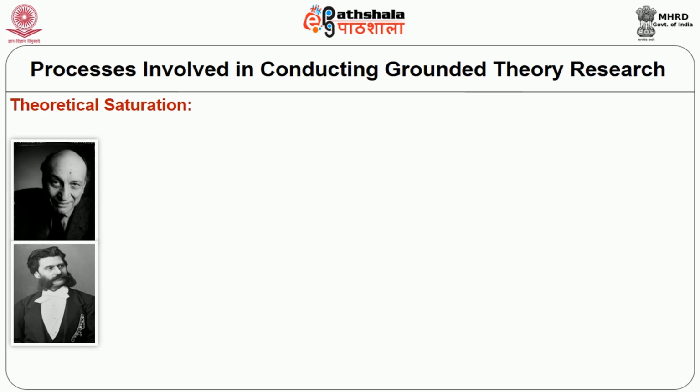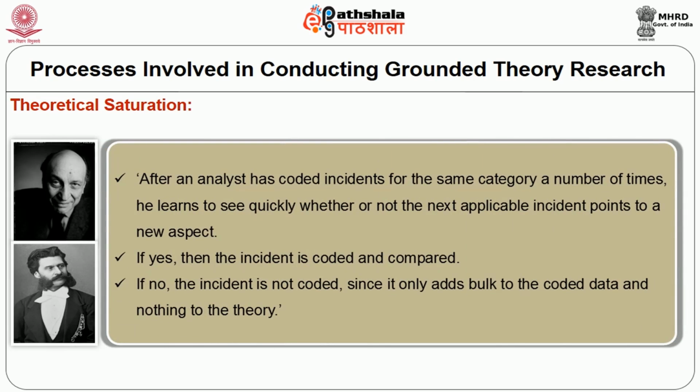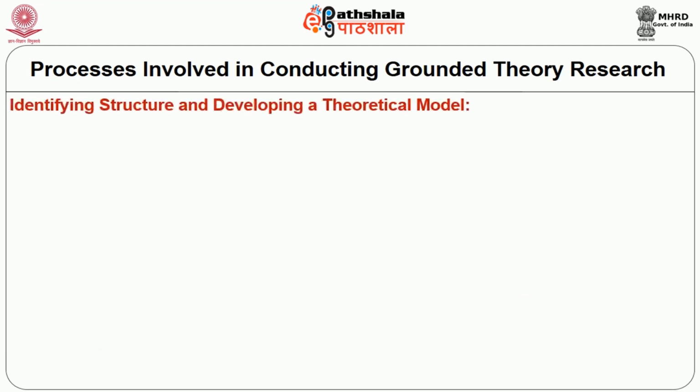As Glaser and Strauss have rightly pointed out, after an analyst has coded incidents for the same category a number of times, he learns to see quickly whether or not the next applicable incident points to a new aspect. If yes, then the incident is coded and compared. If no, the incident is not coded, since it only adds bulk to the coded data and nothing to theory. Identifying structure and developing a theoretical model. Flick highlights that the aims of coding are always twofold.